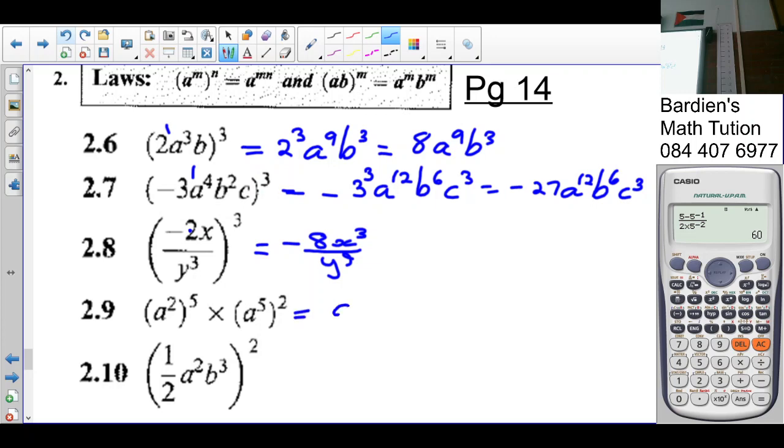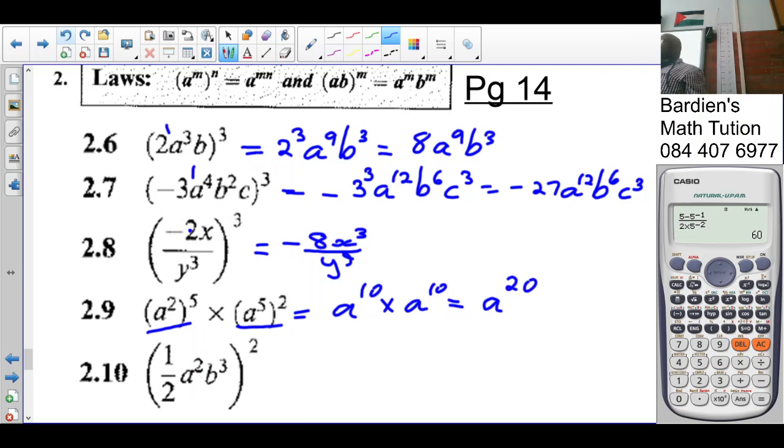Next. 8 to the exponent. That's going to give us 10 times 8 to the exponent 10. When you multiply and bases are the same, what do we do? Add the exponents. It's going to be 8 to the 3. Easy, no?